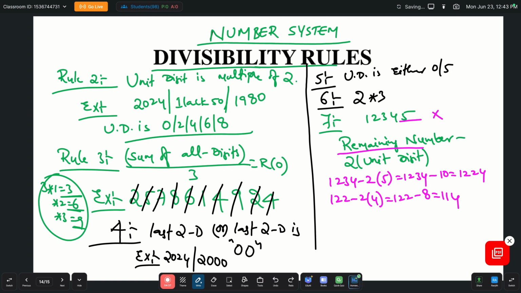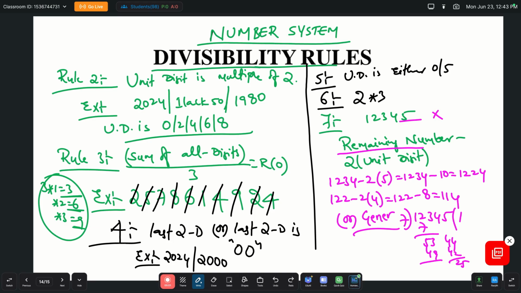So don't go with this method. Directly we'll go with the general method. The general method is 12345 divided by 7. 7 ones are 7, remainder 5, bring down 3 to get 53. 7 sevens are 49, remainder 4, bring down 4 to get 44. 42, remainder 2, bring down 5 to get 25. In the 7 table we do not get 25, so 12345 is not divisible by 7.